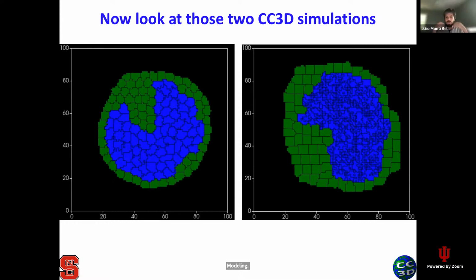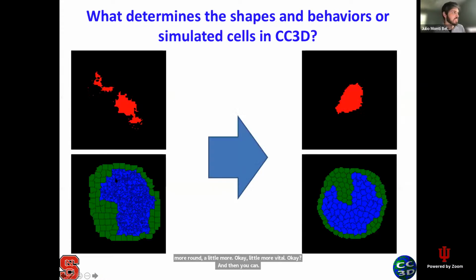But hopefully we're going to give you all the tools so that you can actually play to make the cells a little more round, a little more mesenchymal, a little more cuboidal, okay, and then you can choose to not have these behaviors here on the left, but have something intermediate between what you see here on the left and what you see here on the right, okay?